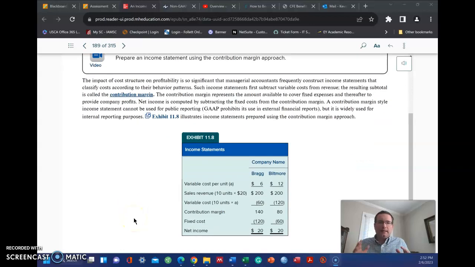Okay, so as you know in your reading, when you see the word contribution margin, that's a contribution margin income statement. And the contribution margin income statement is not for external reporting. It's also called non-GAAP. It's for internal users.